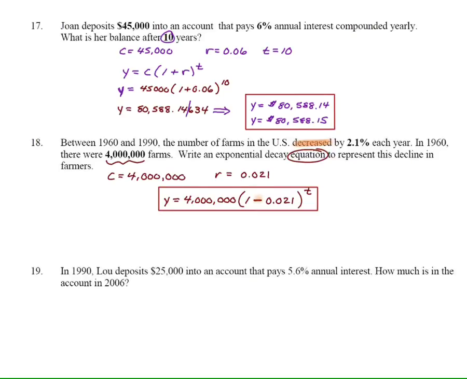Number 19, similar to number 17, talking about depositing money into an account that pays interest. So initial deposit is $25,000. The interest rate is 5.6%, which as a decimal is 0.056. The difference here is it says how much is in the account in 2006. Well, that doesn't mean it was in the account for 2006 years. In problems like this, you'd have to compare it to what year the deposit was made. So if the deposit was made in 1990, from 1990 to 2006, that's 16 years, which means t is going to end up being 16 in my equation.